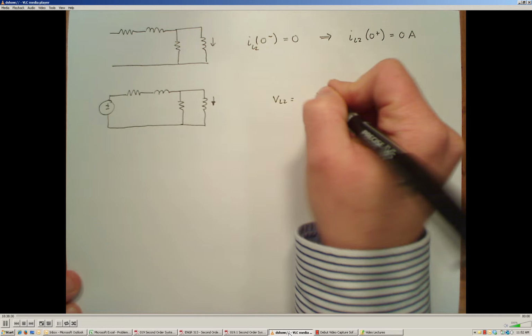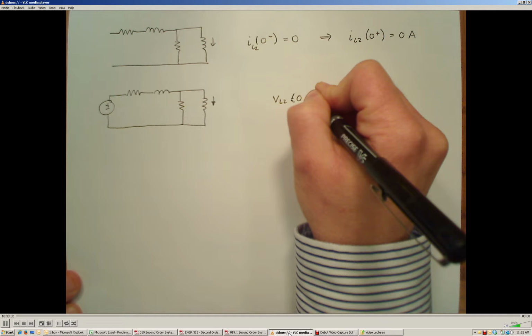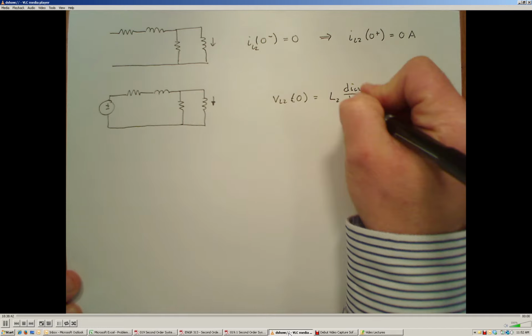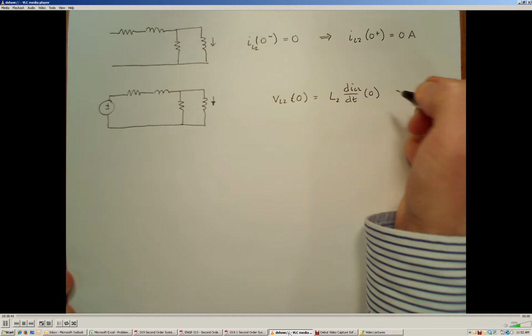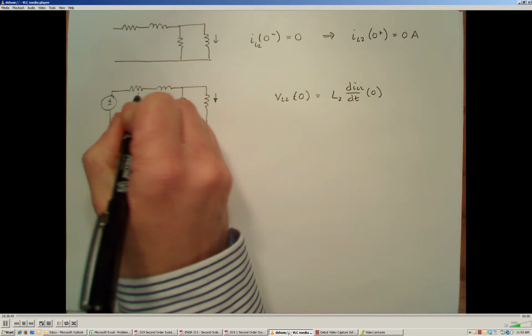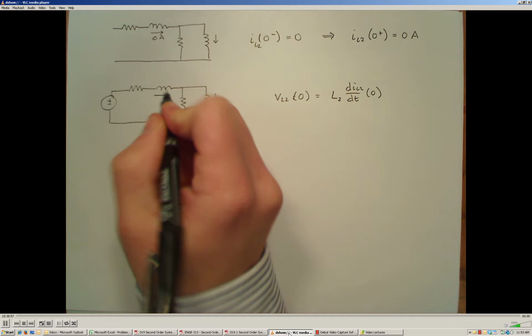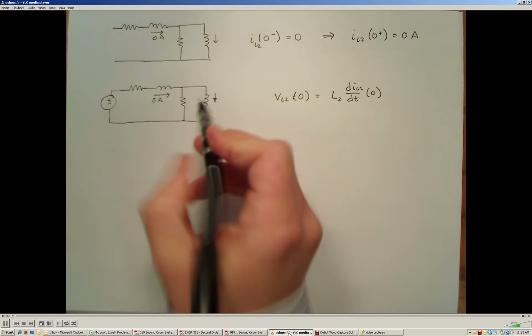So that is given by VL2 at time 0 equals L2 times diL2/dt at time 0. But now we can use a little bit of logic here. We've already said that the current through the inductors at time 0 has to be 0, so 0 amps passing through that inductor. If there's 0 amps passing through this inductor, how much current can reach this node? Well, 0 current can reach that node.